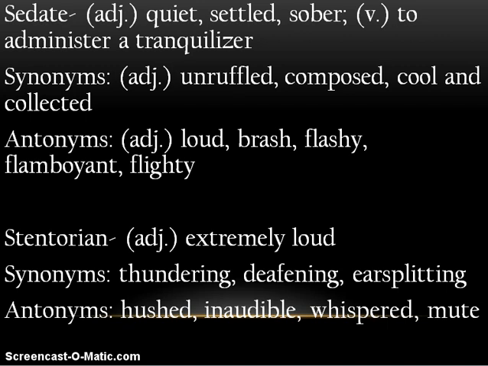Okay, next you have sedate. It's an adjective and a verb, which means 6 sentences here. As an adjective, sedate means quiet, settled, or sober. As a verb, sedate means to administer a tranquilizer. Synonyms include only adjectives, as you will also see with the antonyms. Only the adjective form for this one.